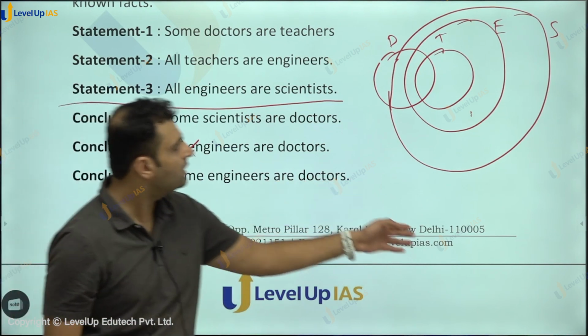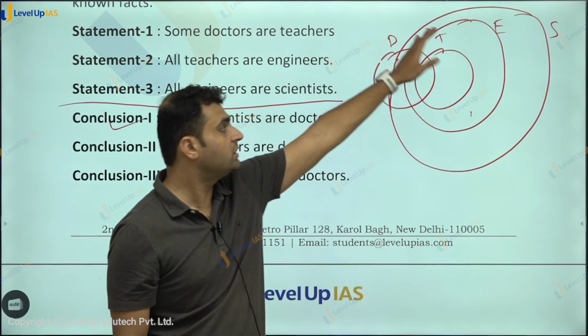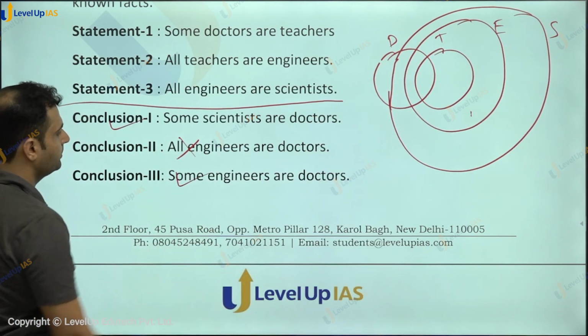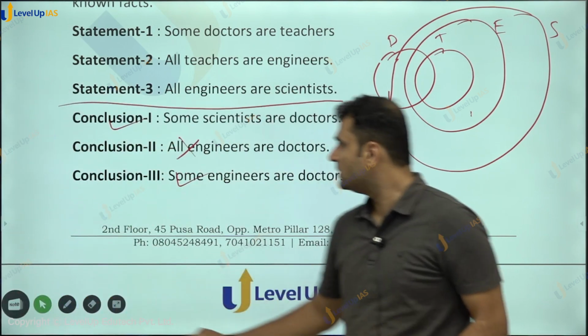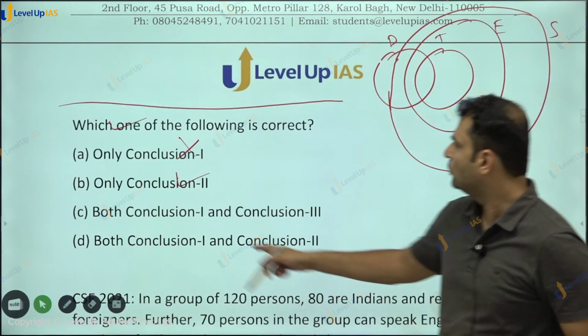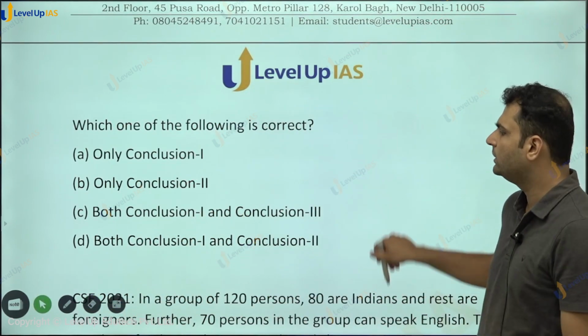Some engineers are doctors, again definitely true, because some teachers are doctors. Engineer is outside of that. So some engineers are doctors also, true. So 1 and 3 follow. Is there any other conclusion? No. Both conclusion 1 and 3. C is the answer. I hope you are getting the hang of it.